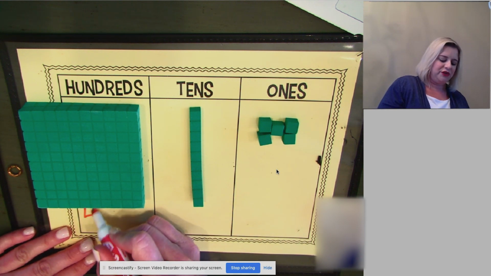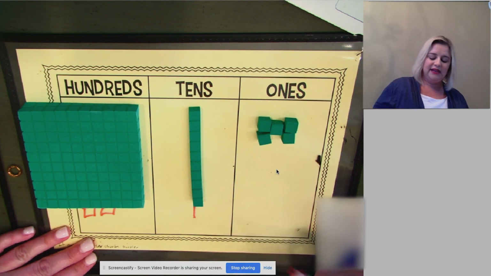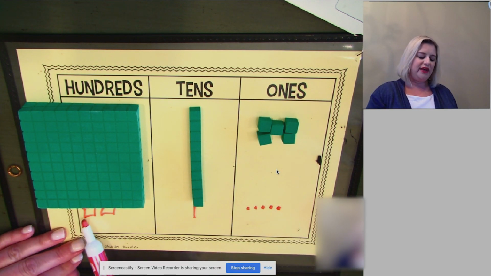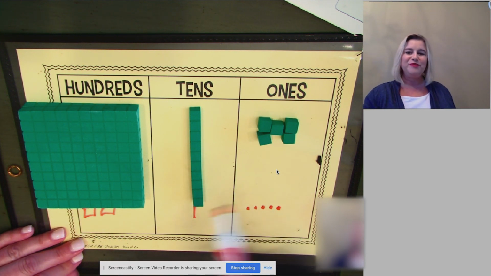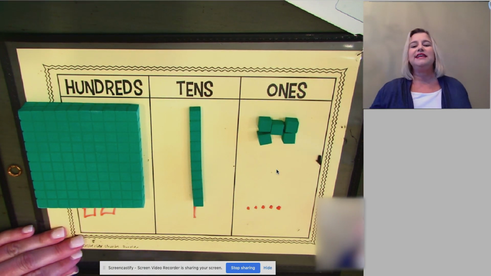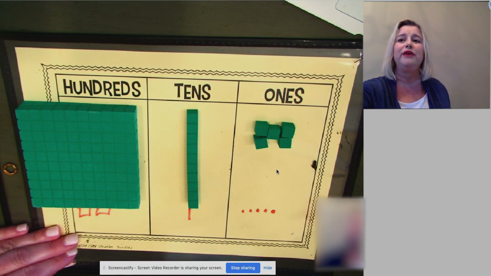We have 200, 10, and 5 ones. Let's count. 100, 200, and then we have a 10 plus 5, 215. You did an awesome job. Now let's label it. Remember, you can just look at the model and write down exactly what it is.